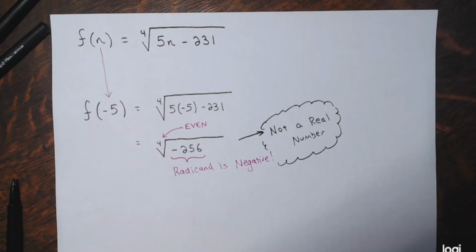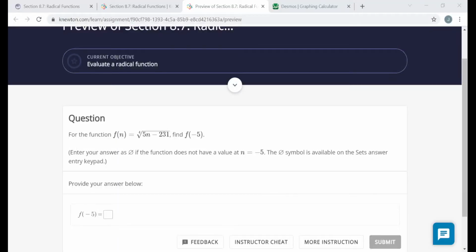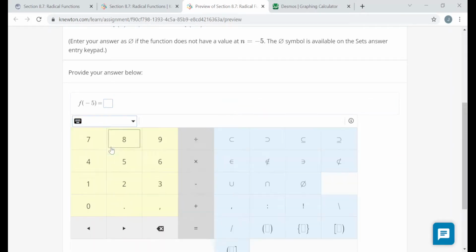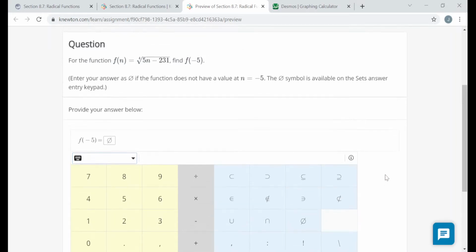So back in the assignment, what they tell us to do is enter your answer as that empty set symbol, the little circle with the slash through it, if the function does not have a value, meaning it's not a real number value. So that's what I'm doing here. The value of f at -5 is not real, and if you go to sets, you can see the empty set symbol, and that's what we have to do here.